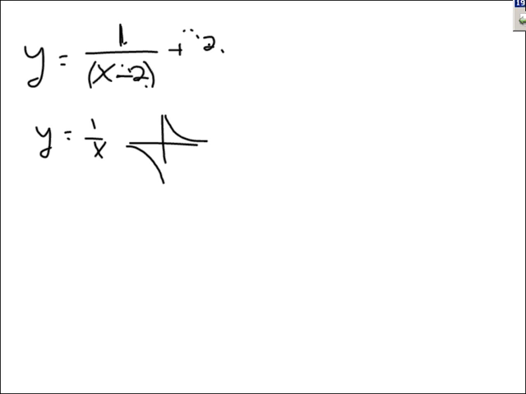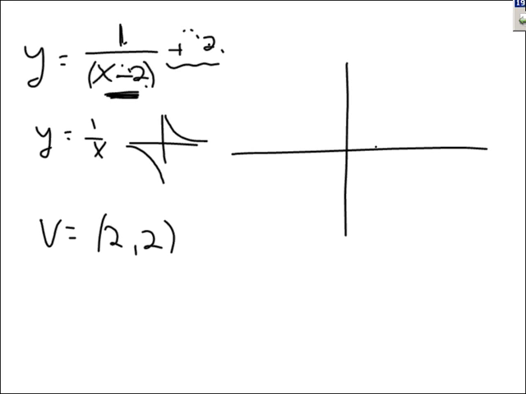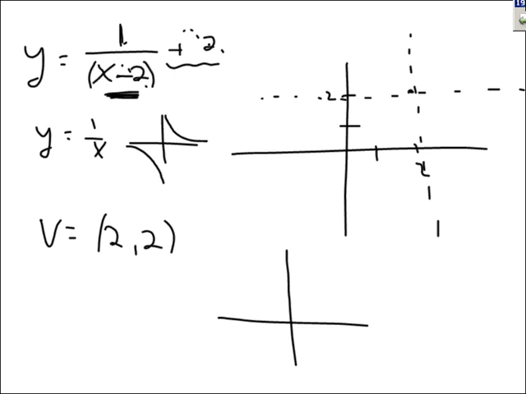Question is, what's the vertex? Well, what makes this 0? 2. What does that say? 2. So I go to (2, 2). 1, 2, 1, 2. I go right here. Here is my new origin. Now, do I draw it like this? Or does it come down further? Or does it go more quickly?